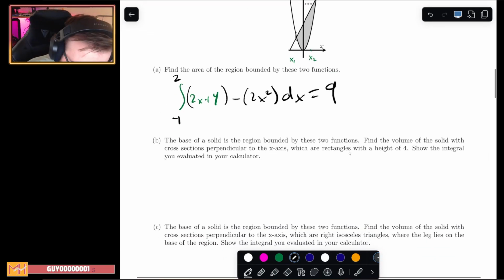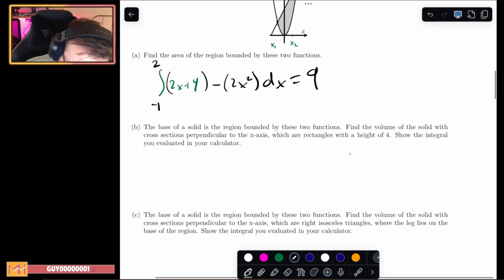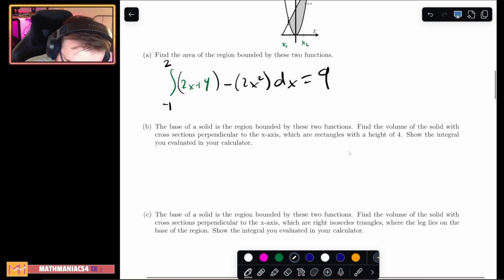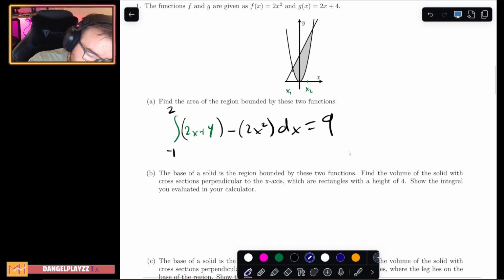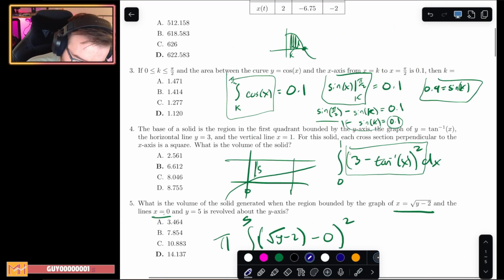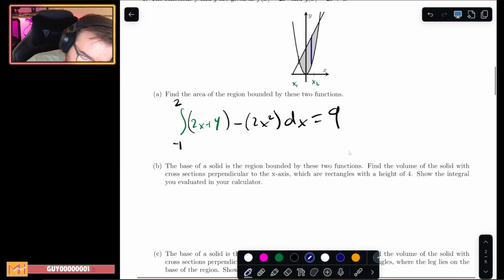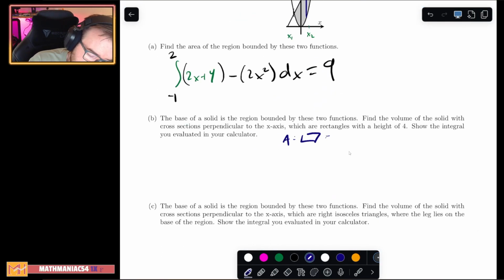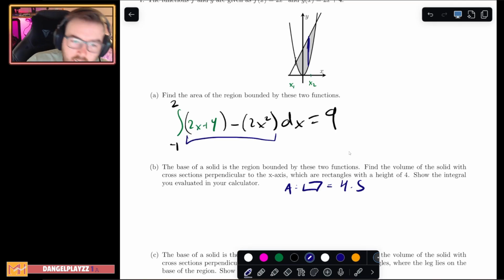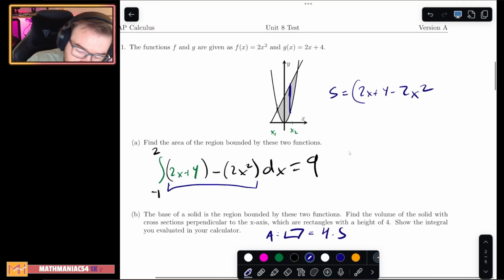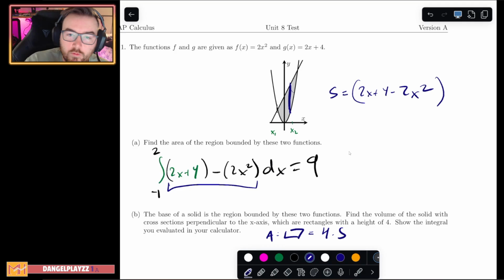So, the base of a solid is the region bounded by these two functions. Find the volume of the solid with the cross sections perpendicular to the x-axis, which are rectangles with a height of 4. So, instead of doing an s squared like we did for number 4 here, what's the area of this rectangle? The area of the rectangle is simply 4 times s. So s is this, right? Top minus bottom. When I say s, I mean the side of the figure. I'm using the variable that we used in class. I hope that's okay. By subtracting the two functions, you are finding that vertical distance.